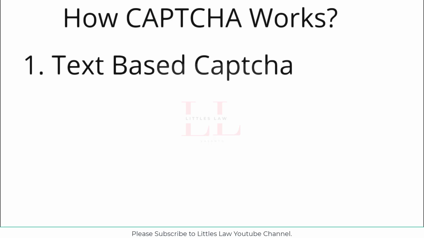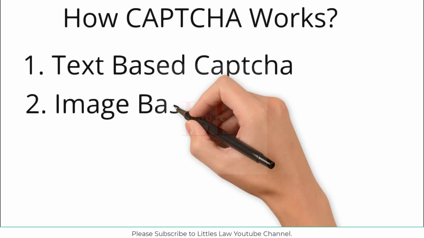The first thing is the text-based CAPTCHA. This text-based CAPTCHA displays distorted or scrambled letters or numbers that the users must type correctly. The bots struggle to recognize and interpret the text due to the distortion, because the bots could not recognize them. That's the first thing.